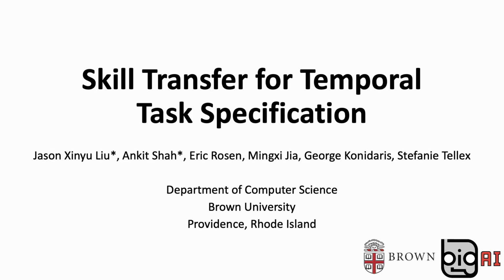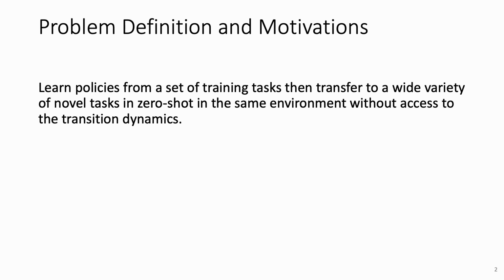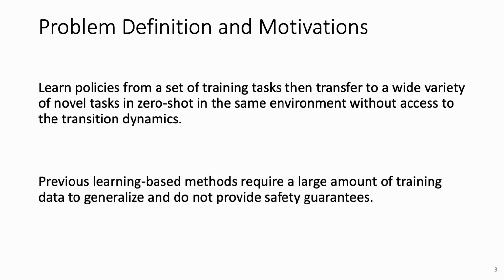I'm presenting our work on skill transfer for temporal task specification. We address the problem of learning policies from a set of training tasks, then transferring to a wide variety of novel tasks in zero shot in the same environment without access to the transition dynamics. Previous learning-based methods require a large amount of training data to generalize and do not provide safety guarantees.